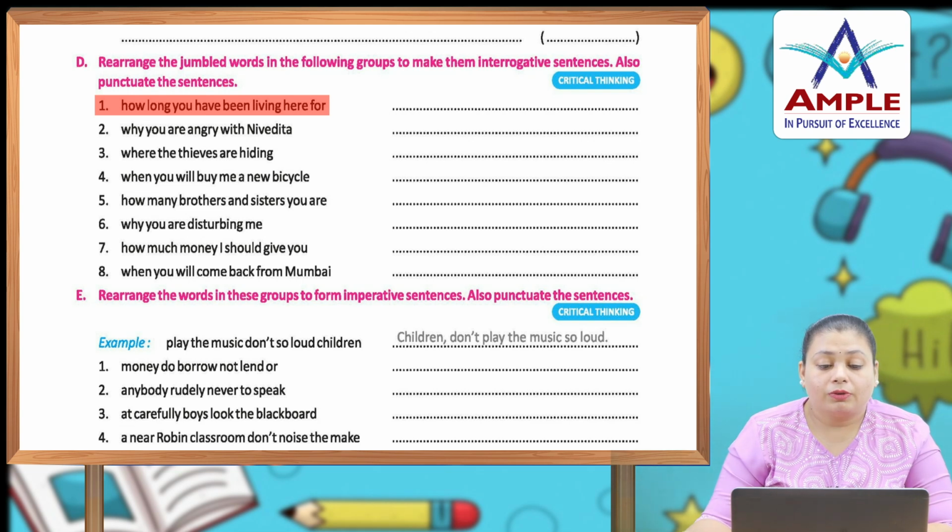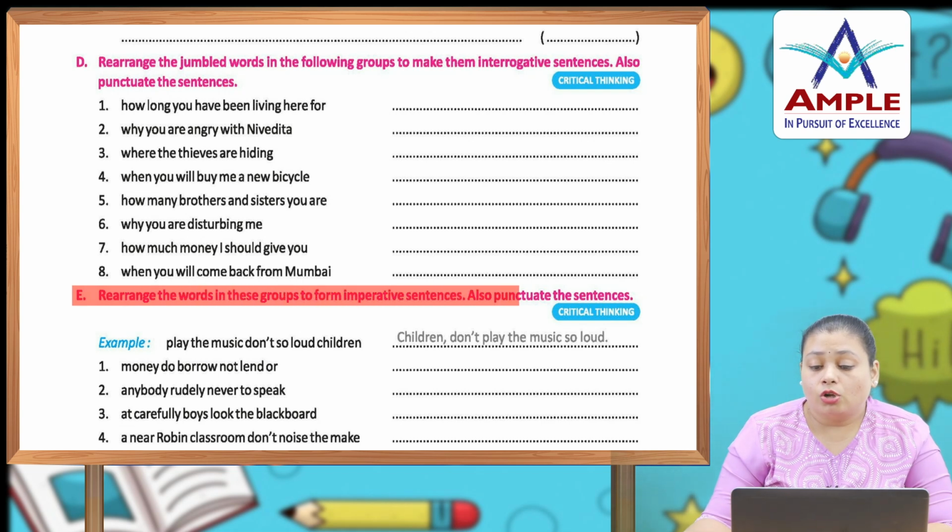properly. Okay, now E. Rearrange the words in this group to form an imperative sentence. Also punctuate the sentence. Okay. Example: play the music, don't so loud, children. Children, don't play the music so loud.